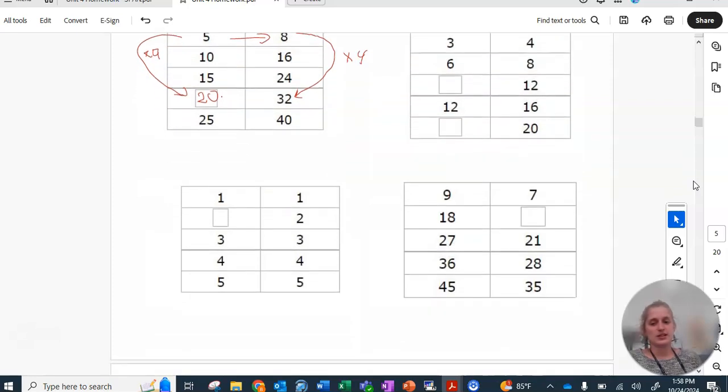Oh, look, this one should be really easy. And then on the back.